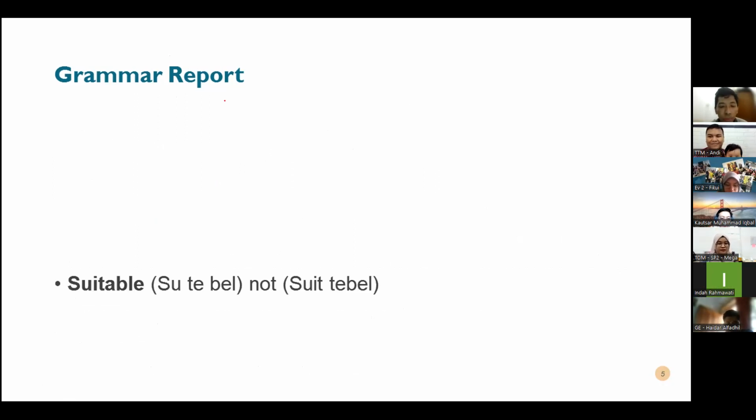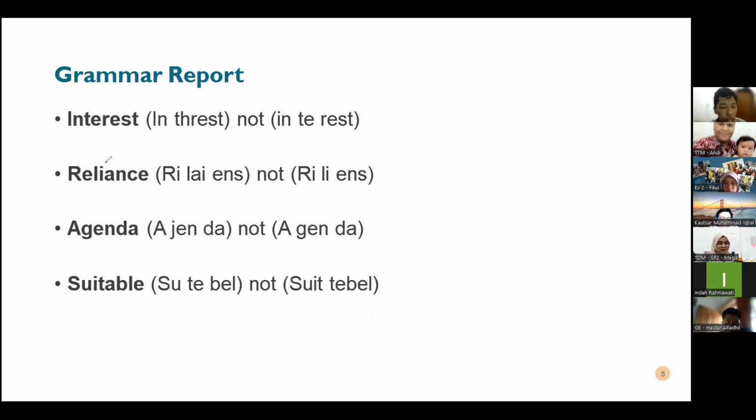For the pronunciation, I will just give four. The word interest: sometimes we pronounce the t incorrectly, so be careful with it. Reliance should be pronounced carefully, not mispronounced. Agenda should be pronounced with the soft G, not the hard G. Suitable, the E sound is missing here, so it should be pronounced suitable.